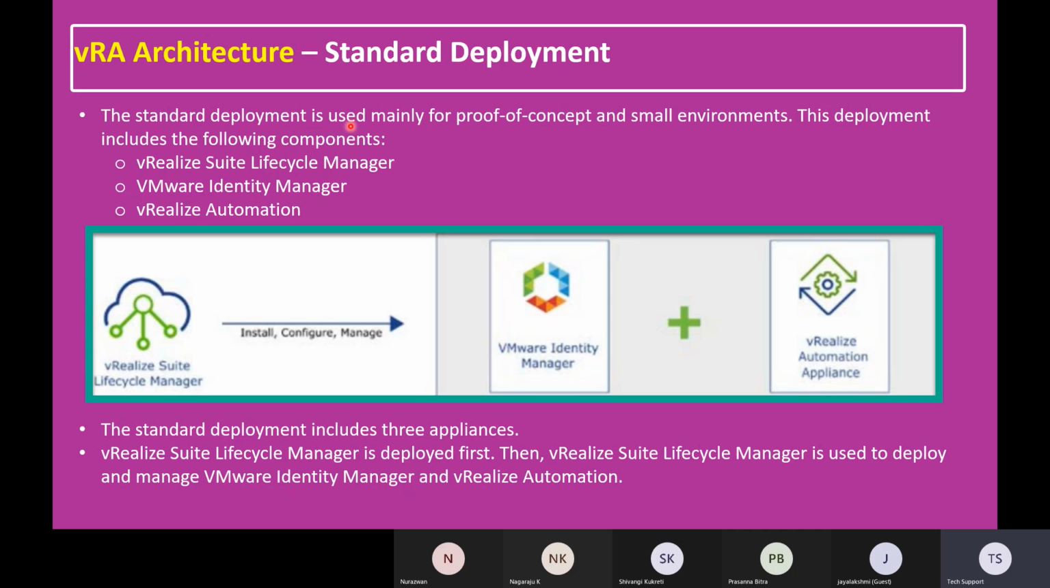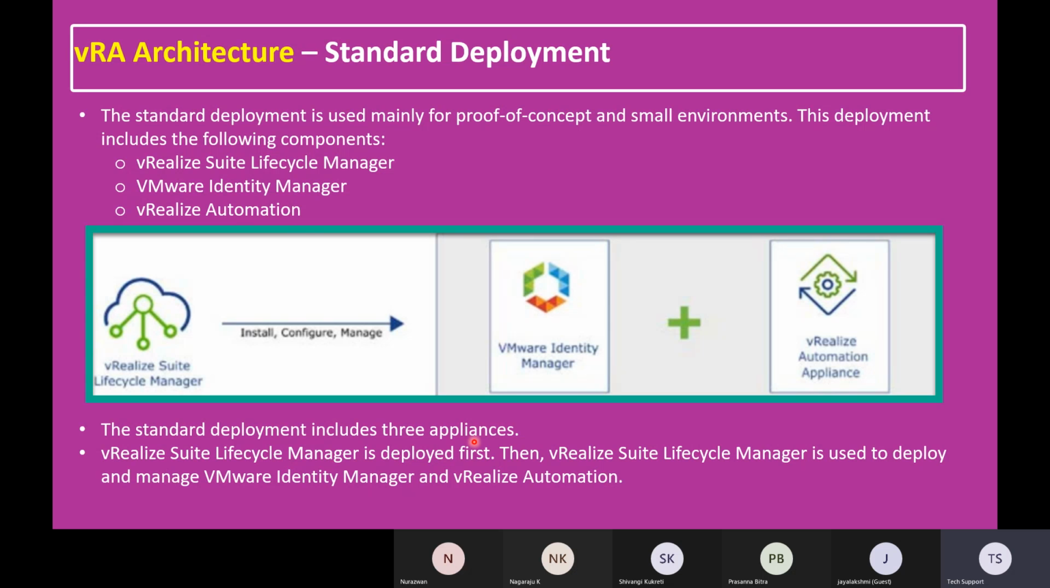The standard deployment is used mainly for proof of concept, POC, and small environments. For small environments only, this setup is recommended. This deployment includes the following components: lifecycle manager, identity manager, and vRealize Automation. The standard deployment includes three appliances.